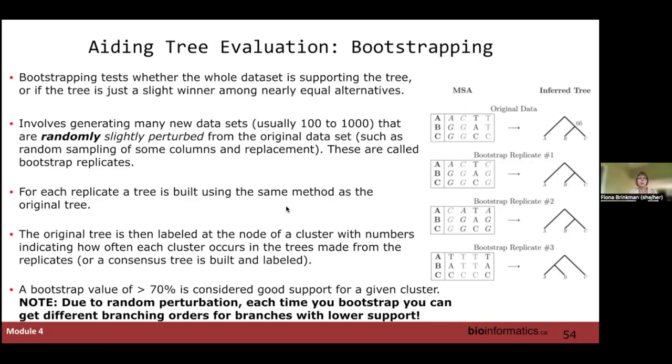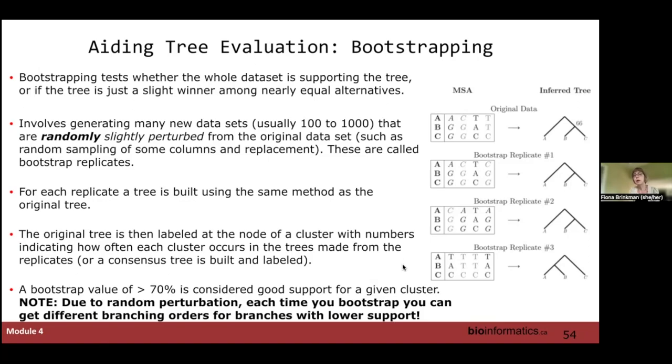Okay. So again, the original tree is labeled at the node of a cluster with numbers indicating how often that cluster occurs, made from replicates of a tree, or a consensus tree can be built and labeled as well. Bootstrap values of generally over 70% are considered good support for a given cluster, but of course, it's really sort of an arbitrary cutoff. But note, due to random perturbation, each time you bootstrap, you can get different branching orders for branches with lower support. So you might do a tree with 100 bootstraps, and then you might do it again, another 100 bootstraps, and you might actually get a slightly different tree just because of the randomness of that.